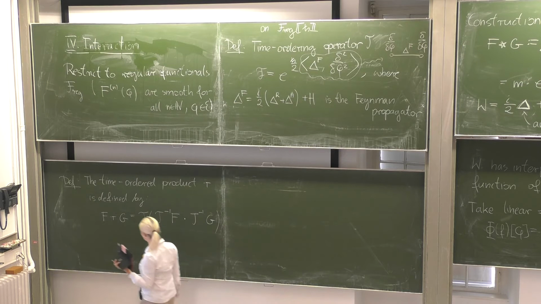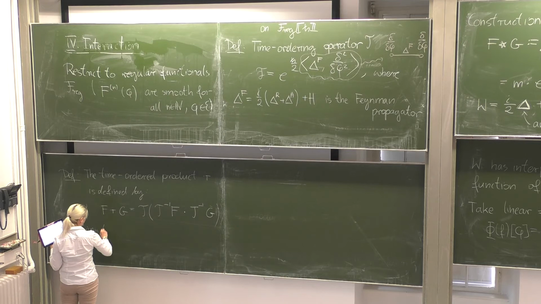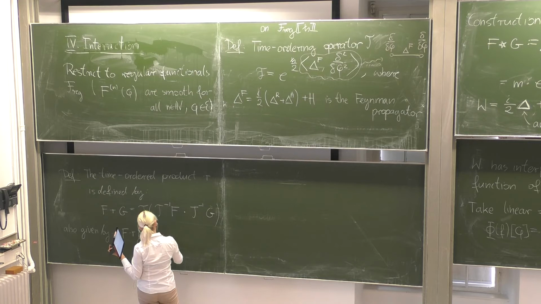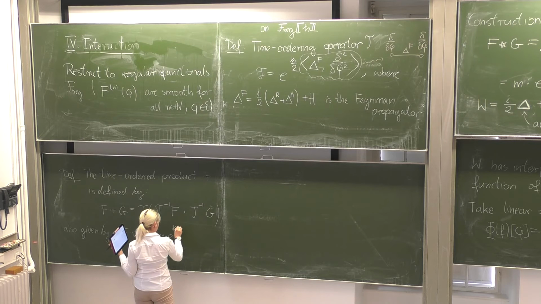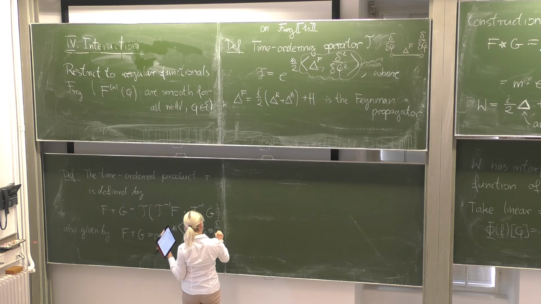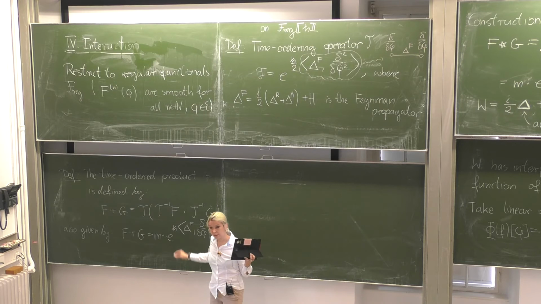There is also another way to express it. I could write it in terms of these exponential operators. So I have multiplication composed with the exponential of i hbar delta F, and then d over d phi tensor d over d phi, applied on F tensor G. So I can now compare it with the definition of the star product. You see, it's the same thing, only that here I had W as the kernel, and here I have delta F. So they are very similar creatures.